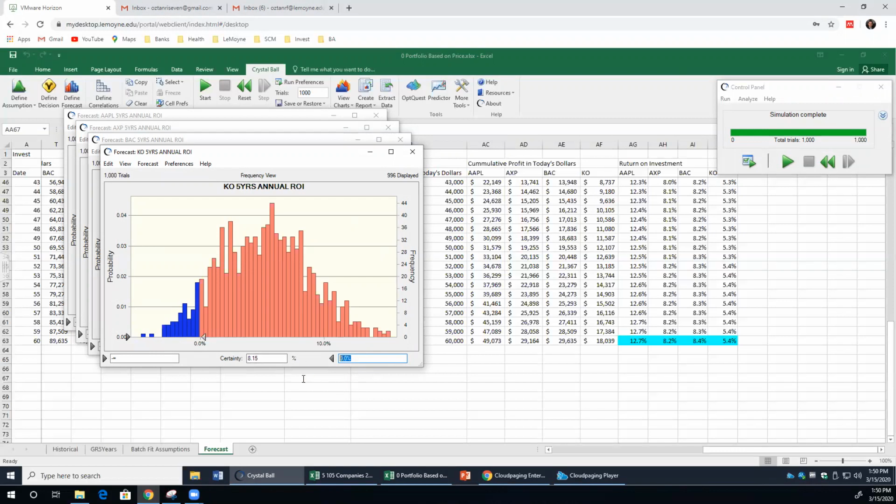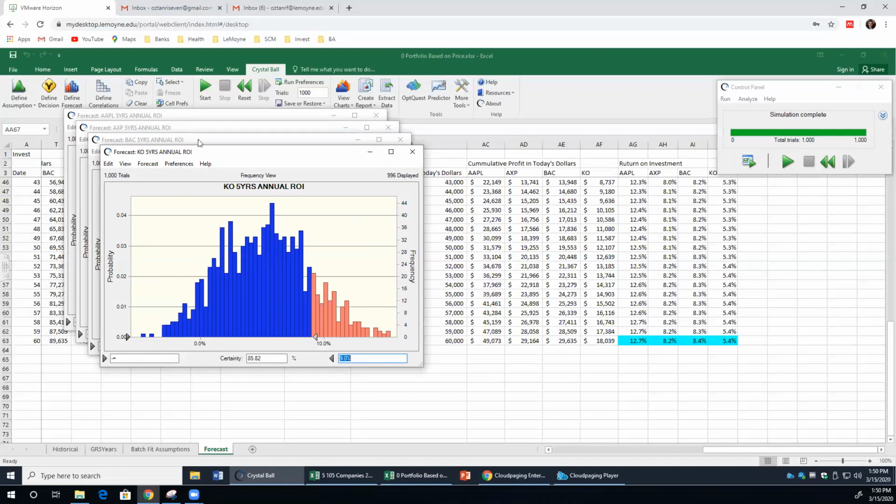And if my risk definition is not beating the market, the S&P 500 giving 9% on average, I could type here 0.09, and you can see that there's an 85% chance that I cannot beat the market.